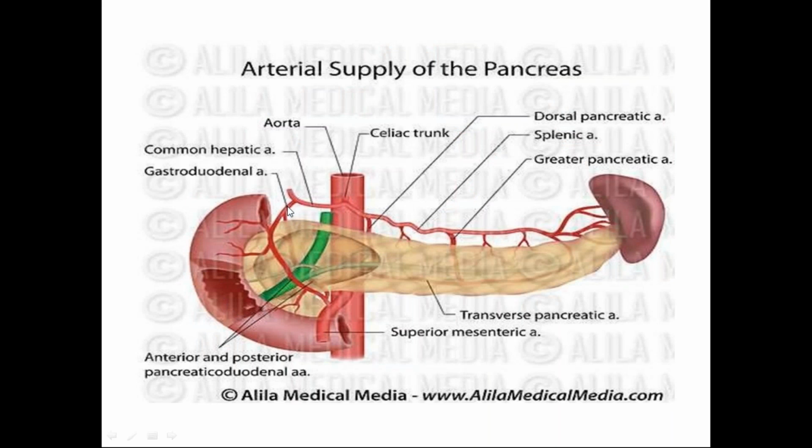In this image you could clearly see the superior pancreaticoduodenal artery with corresponding anterior and posterior branches, which are from the gastroduodenal artery, which is a branch of the common hepatic artery. Superior mesenteric artery directly gives rise to the inferior pancreaticoduodenal artery, which has anterior and posterior branches.